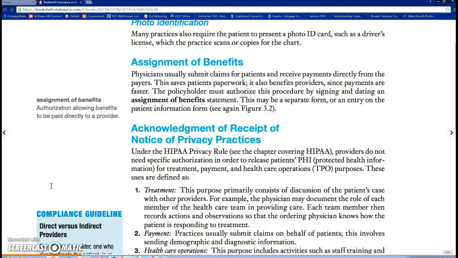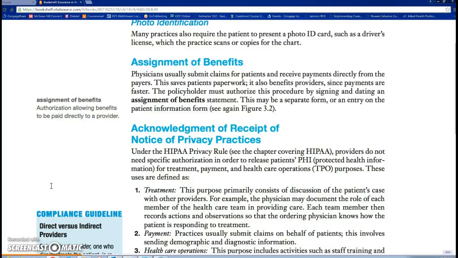Most practices now also take a picture of you, or take your thumbprint or your handprint, something like that, that they have as some type of identification for you. They also have a form you need to fill out. It's called Assignment of Benefits. Basically what that says is you allow them to file your insurance on your behalf for you.